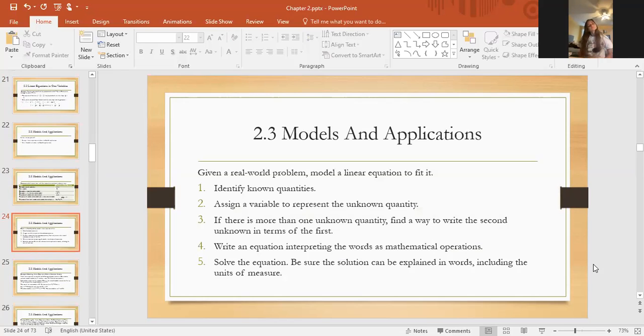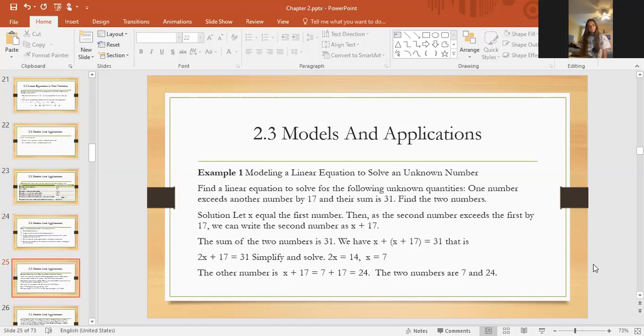To model, the first thing to do is to identify the quantities that are known. Then assign variables to quantities that are unknown. If there is more than one unknown quantity, find a way to write the second unknown in terms of the first in order to simplify your work, using those expressions that we have on the previous slide. Then write an equation interpreting the words as mathematical operations and solve the problem. Be sure that the solution can be explained in words, including the unit of measurement.